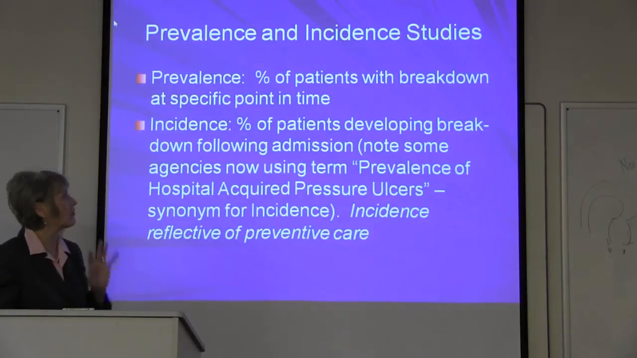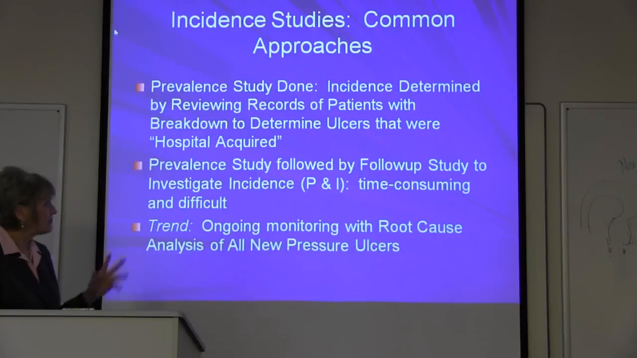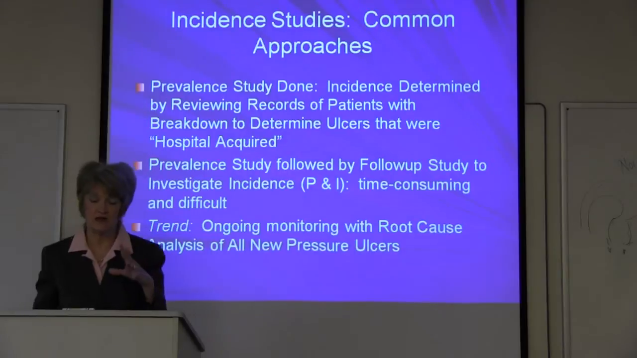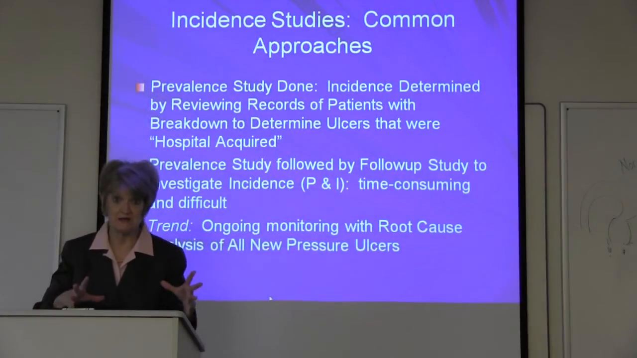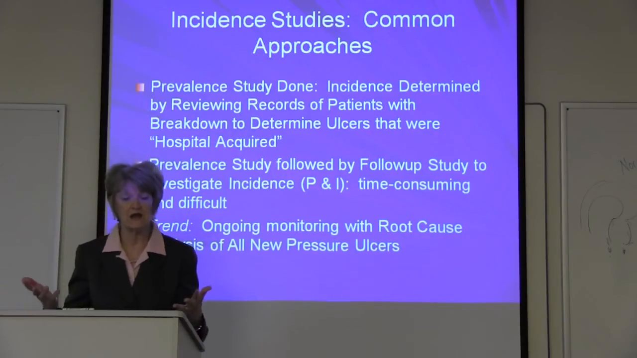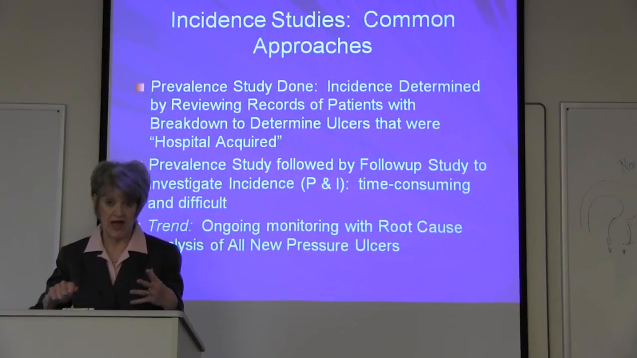Now I wanted to just go over some approaches to doing prevalence and incidence studies. One is what we just talked about. You make rounds, you develop several survey teams. Let's say you have to survey 300 patients. Well, you're going to need a minimum of 6 to 10 survey teams. Each survey team is 2 people because they've got to go to the bedside, they've got to inspect that patient's bony prominences, they've got to record any areas of actual breakdown and impending breakdown.